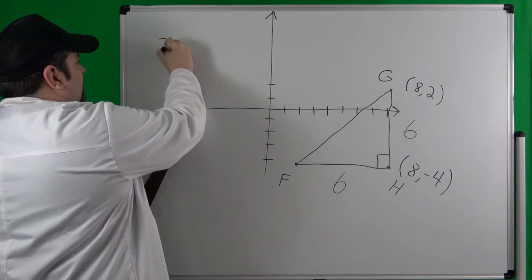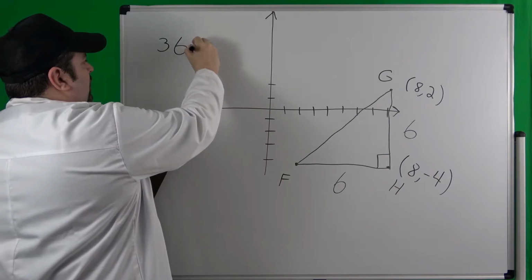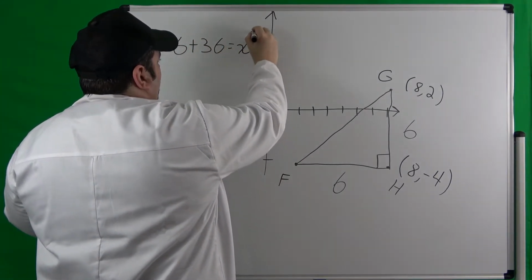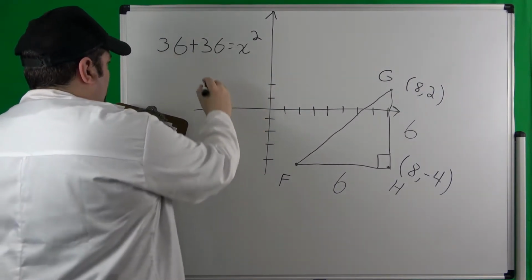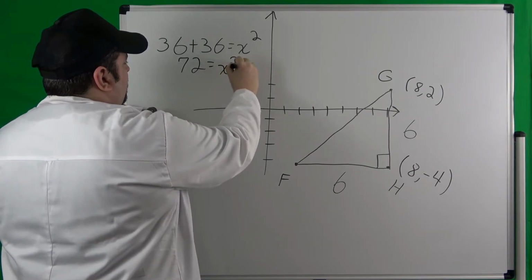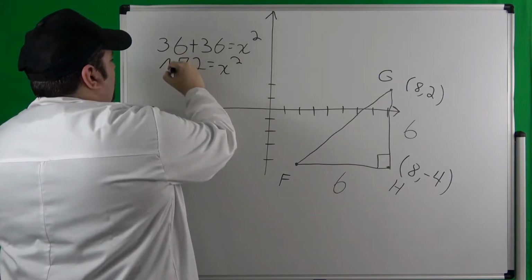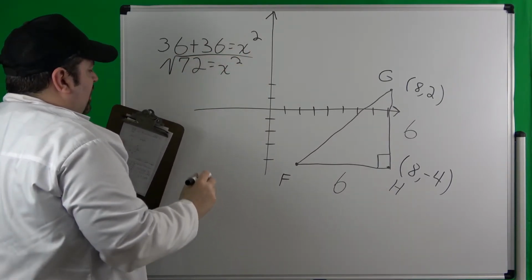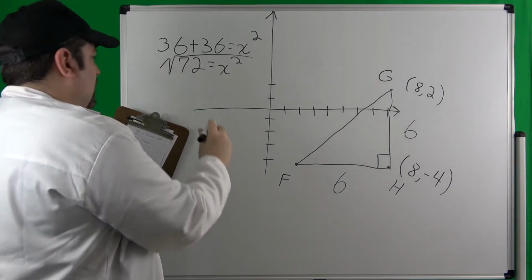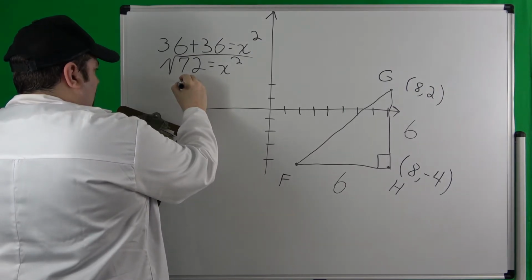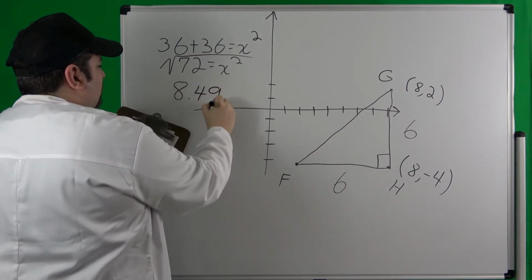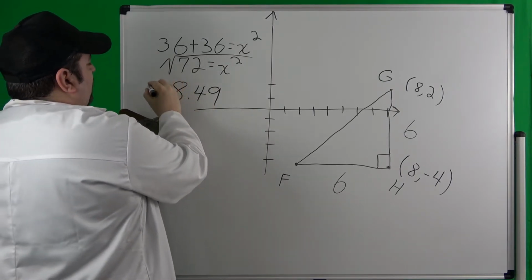So we'd have 36 plus 36 equals x squared. 72 equals x squared. Square root both sides. And the square root of 72 comes out to 8.49. So almost 8.5.